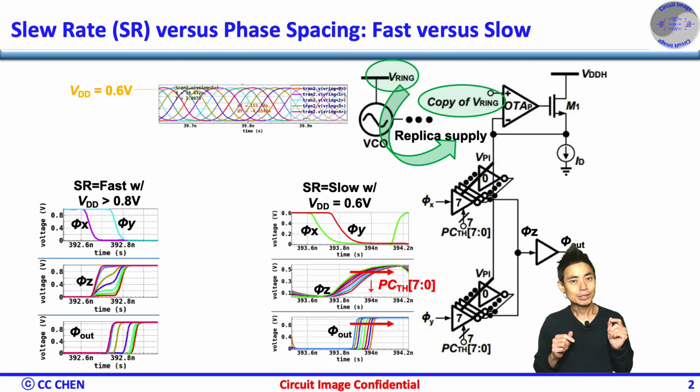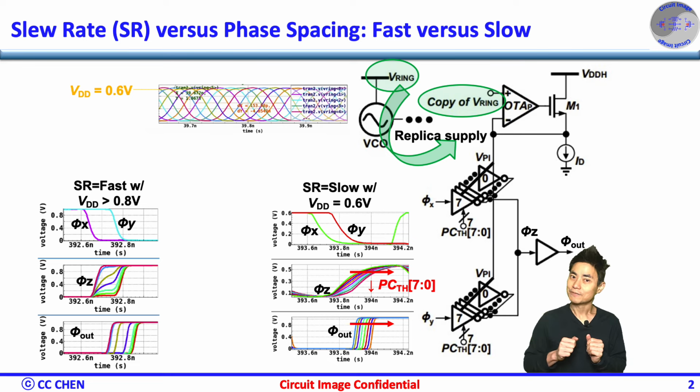If the slew rate of the waveforms at the output and inputs is much faster or sharper than the input phase spacing, then the output phase linearity is poor. To meet high linearity and low power at the same time, our quick trick is to reduce the slew rate by reducing the inverter's supply voltage.